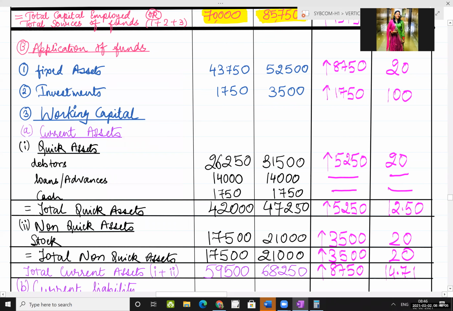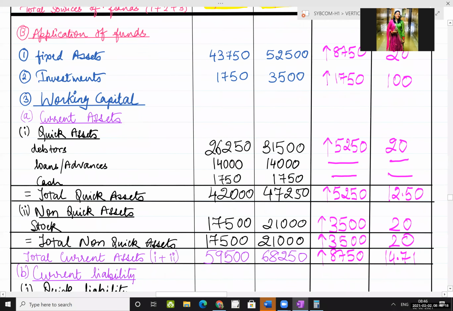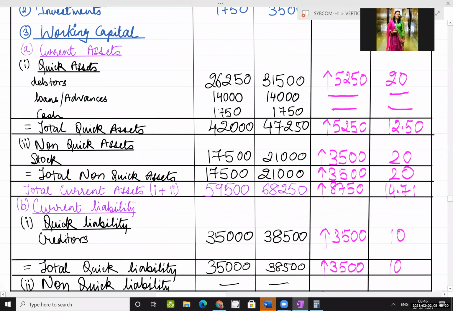Then working capital. May I have current assets? What is working capital? Current assets minus current liability. Okay, current assets में क्या क्या आता है? Quick assets and non-quick assets. Okay, just show that bifurcation.